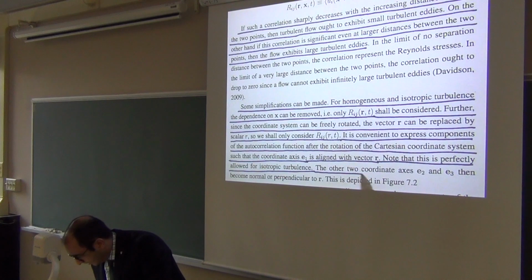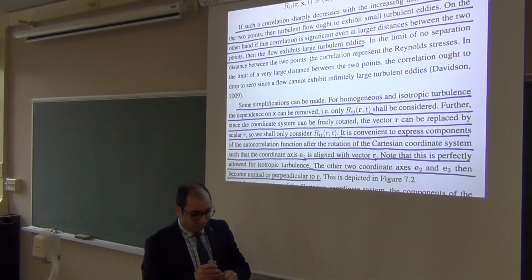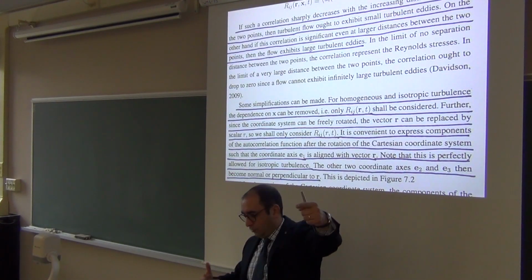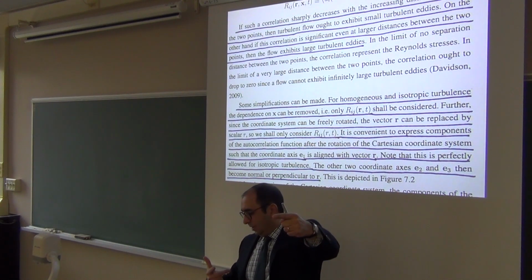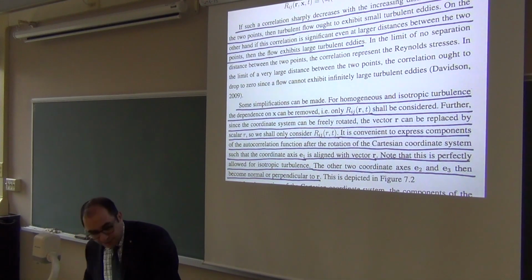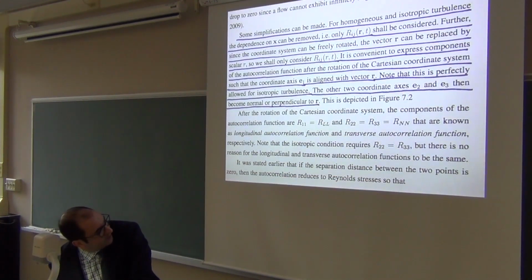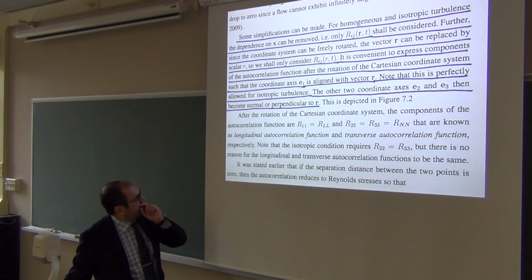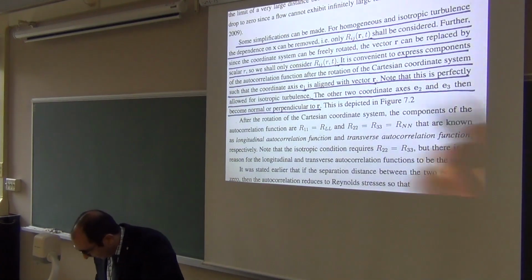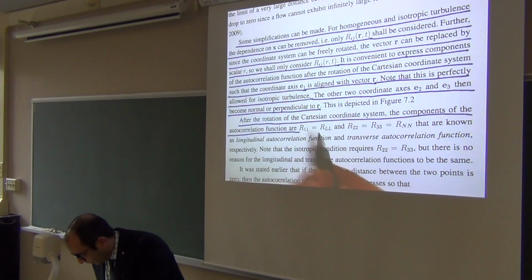So that the other two axes, let's say axis E2 and E3, then become normal, perpendicular to the R. Right? E1, let's say E1 was X, is along R, point 1, point 2. Then E2, E3, or the Y and Z axes, are now normal to R. After you do this rotation, then you can calculate some very physically meaningful two-point correlations, and we know them as the components of the autocorrelation function.